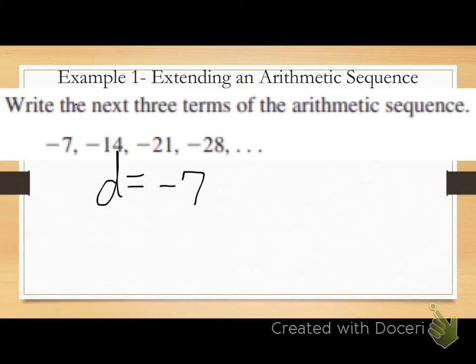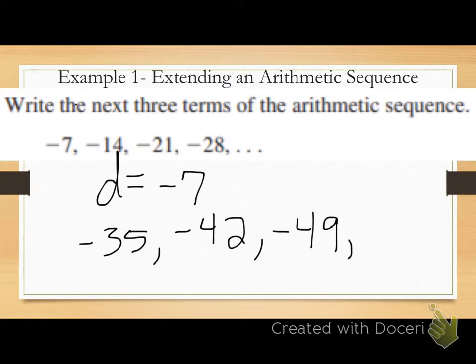So now I can use that common difference to get the next three terms. Raise your hand if you can give me the next term after -28. -28 plus -7 is -35. Raise your hand if you can give me the next term after that. -42. -49. There's the next three terms. So we're going to put a dot, dot, dot after it to let me know that the sequence is going to keep continuing. Okay? Not too bad? And that'd be it for this example.